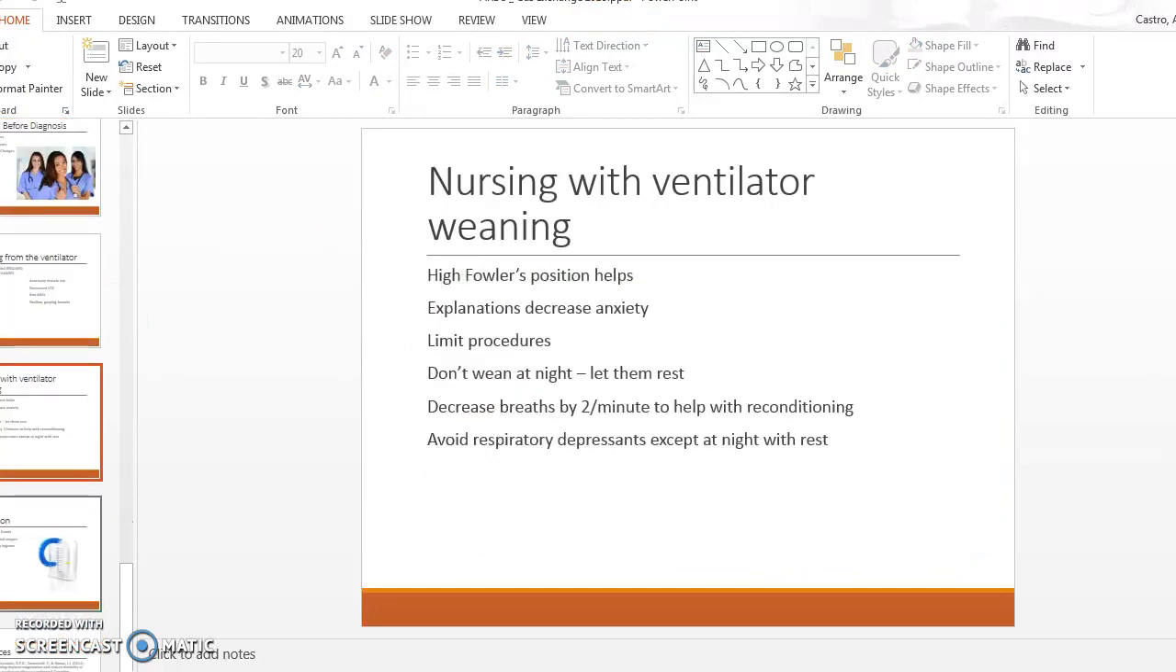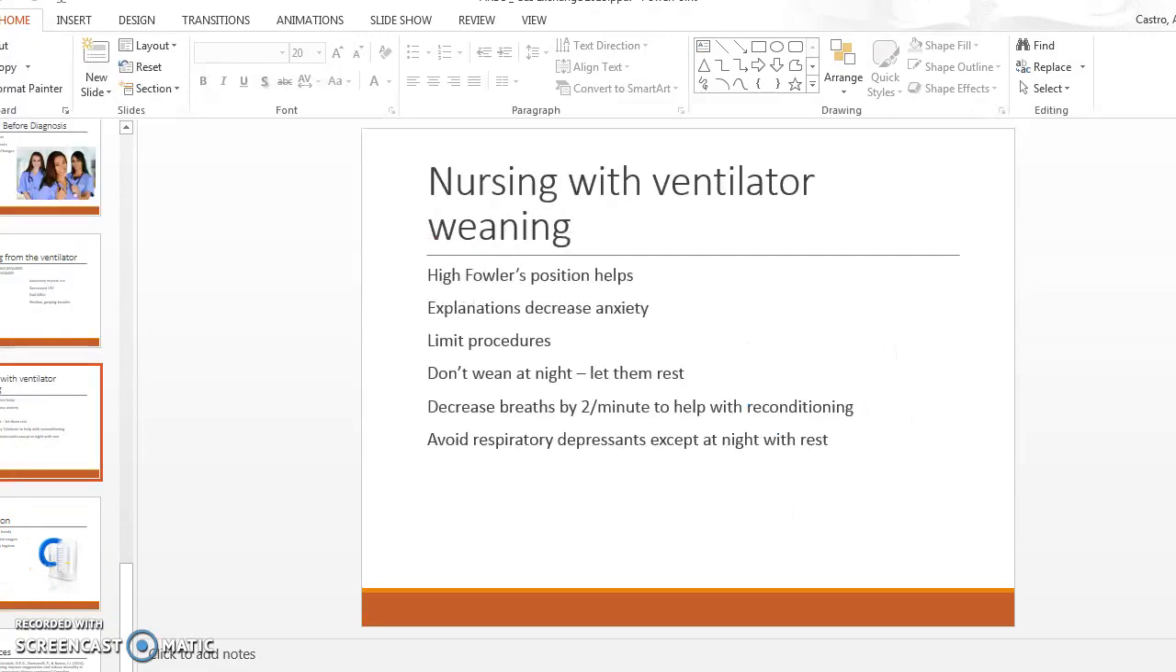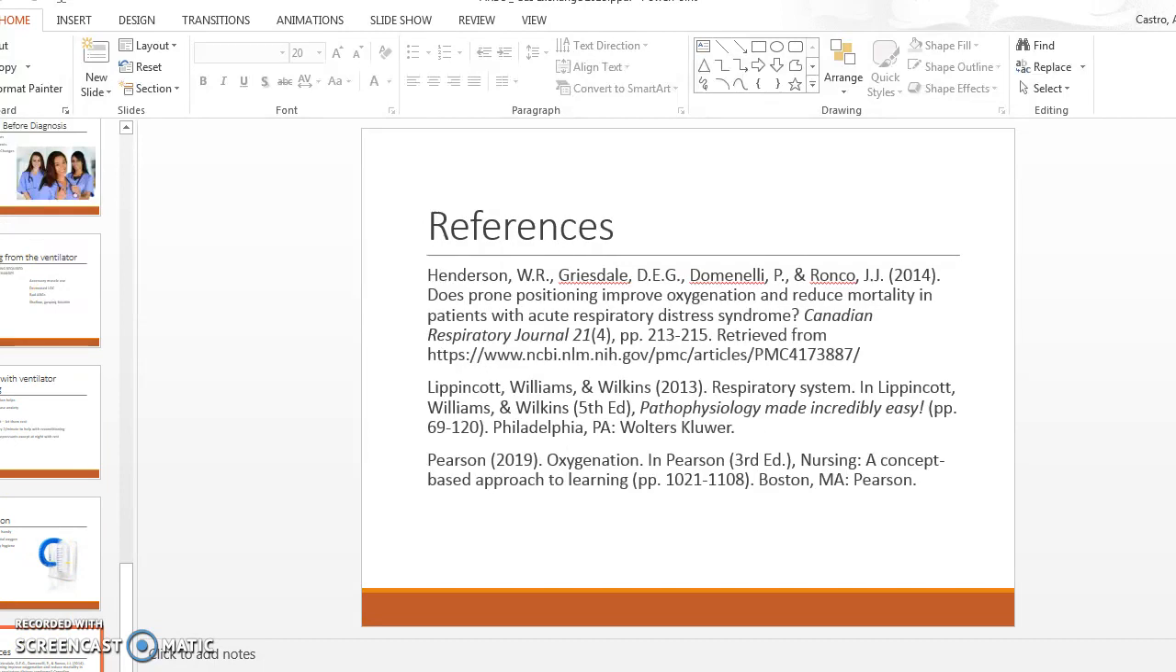The rest of these slides are about weaning from the ventilator and extubation, but these are just FYI. We're going to skip over that and go ahead and end this on ARDS.